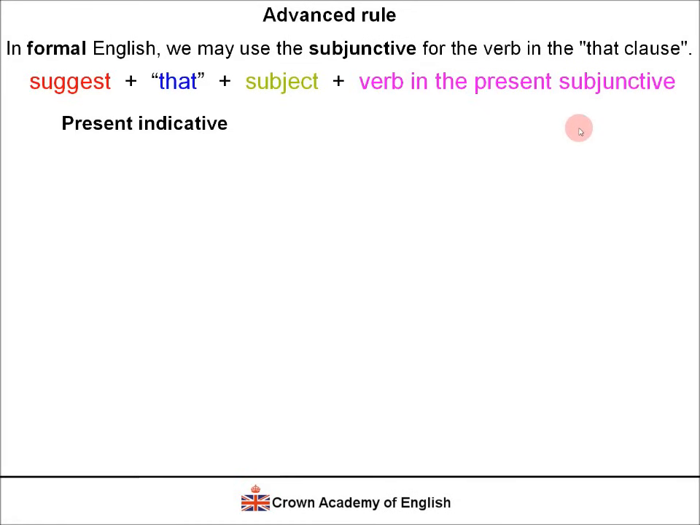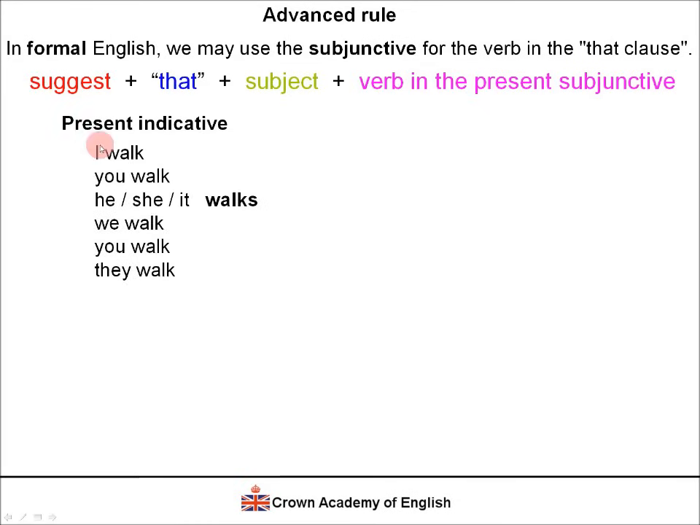So as a revision, this is the normal present tense. The normal present tense is the indicative mood. So this is basic English. You already know this. I walk, you walk, he, she, or it walks with an S. We walk, you walk, and they walk. Okay, so you already know this. This is the normal present tense.